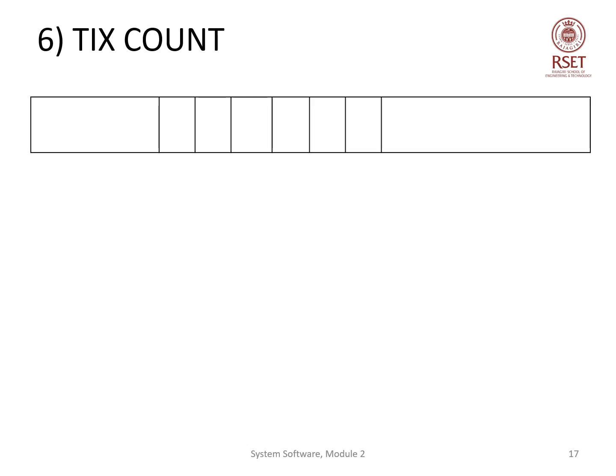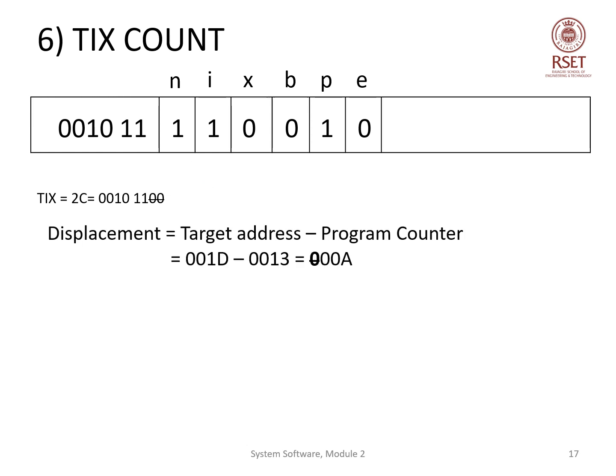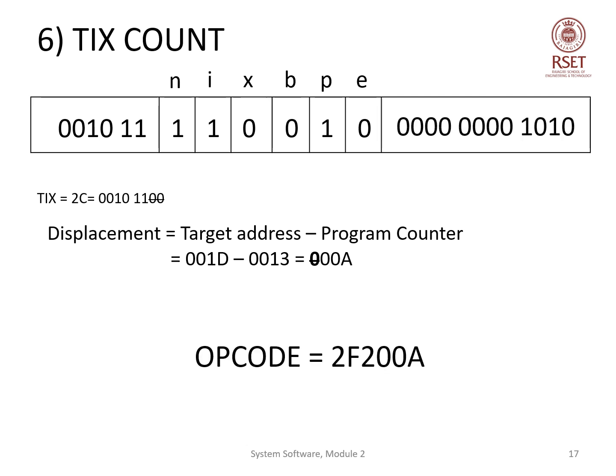Now TIX count is a 3 byte instruction. So we'll draw the format for format 3. NIXPPE, I is 1, N is 1, indexing is 0 because there is no X here. The X in TIX does not refer to indexed addressing. Then E is 0. By default, I assume program counter relative addressing. TIX has the opcode 2C. So I'll ignore the last 2 bits and write the rest in the first column. Then displacement is target address minus program counter. Here it is 00A. Okay, and the opcode becomes 2F200A.